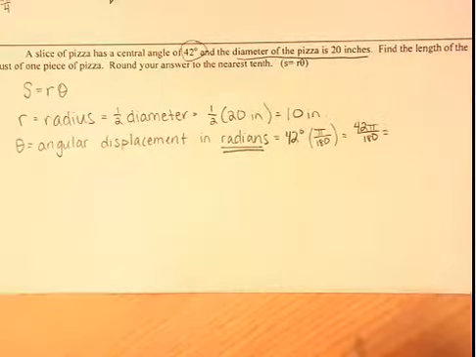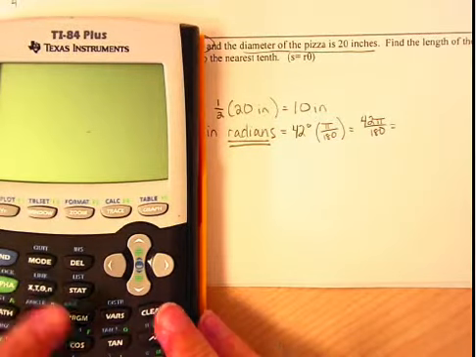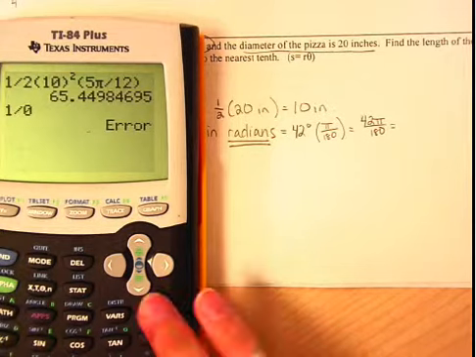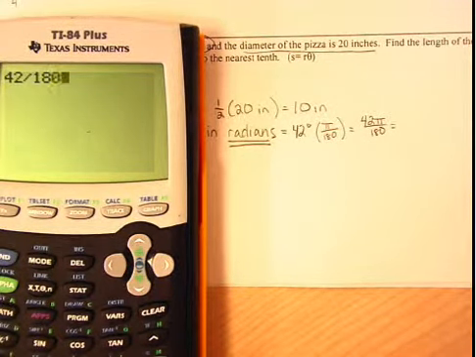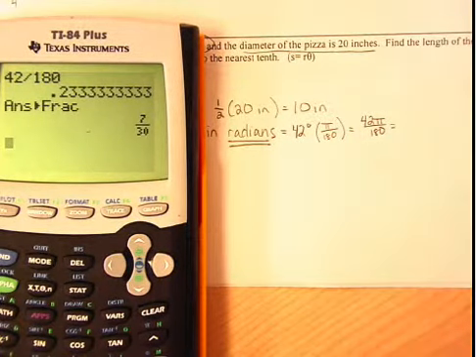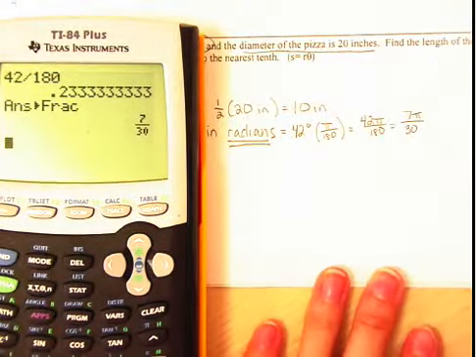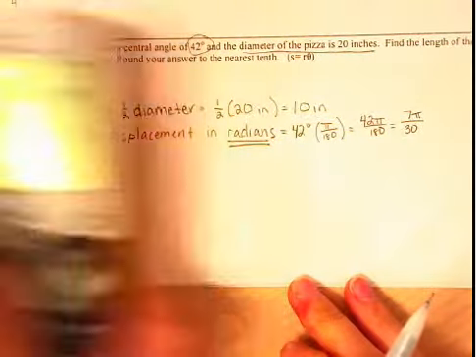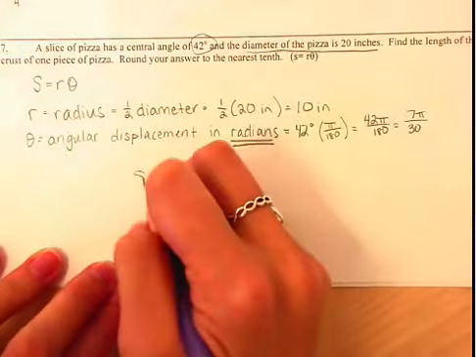If you're trying to simplify this on your own in terms of pi, I would put the numbers in your calculator and then tack the pi on at the end. So 42 divided by 180, math, enter, enter, gives me 7 over 30, and drop your pi in. So 7 pi over 30. And it's as simple as that, just plug right in.